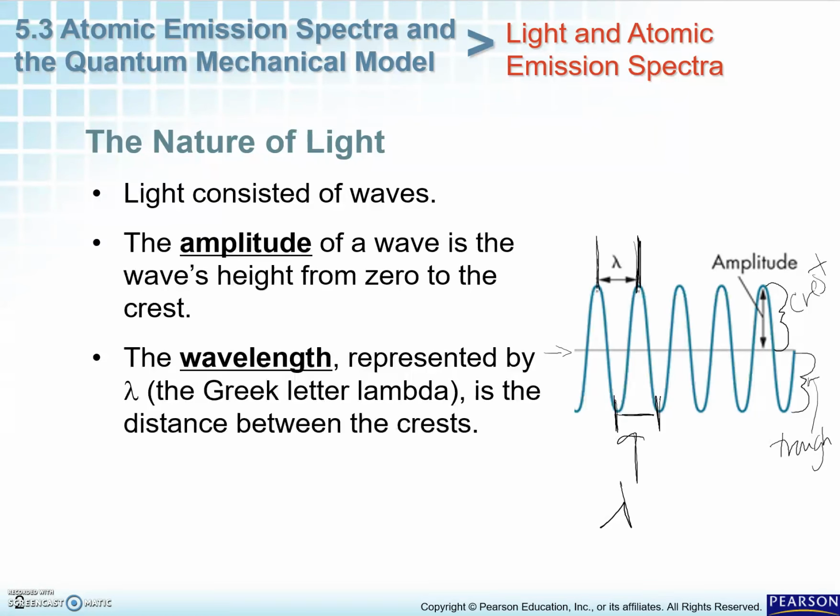Wavelength is also going to be represented by a new symbol, and it is called lambda, and it kind of looks like a backwards H a little bit. That simply is looking at how far apart those two crests are. We usually measure our wavelength in meters, and remember that is the symbol m.